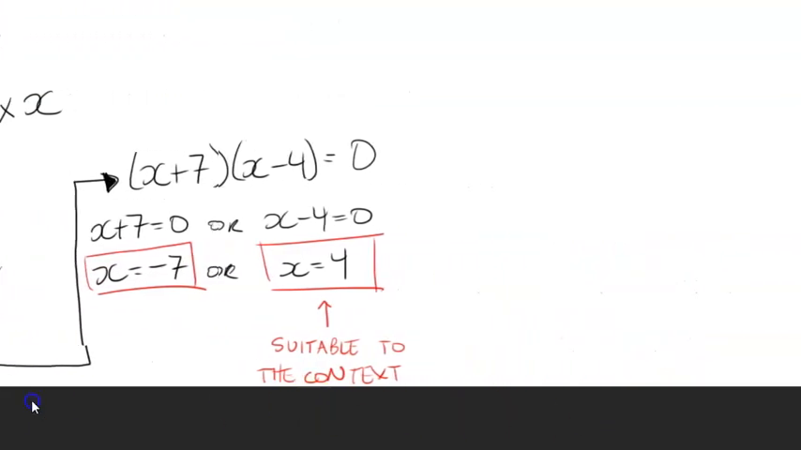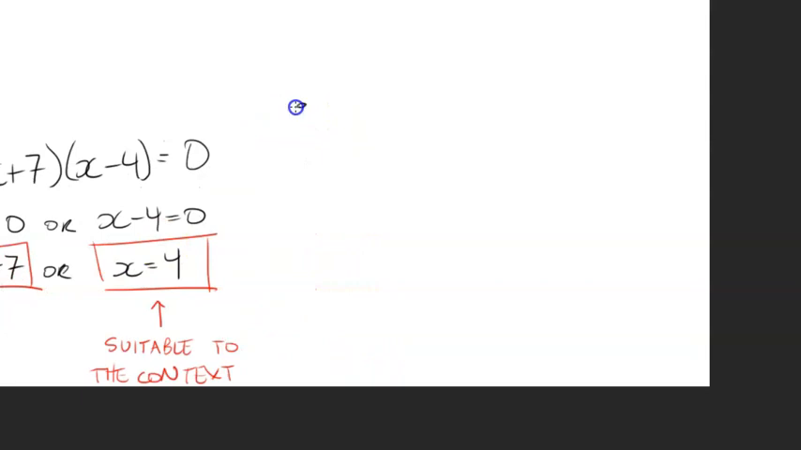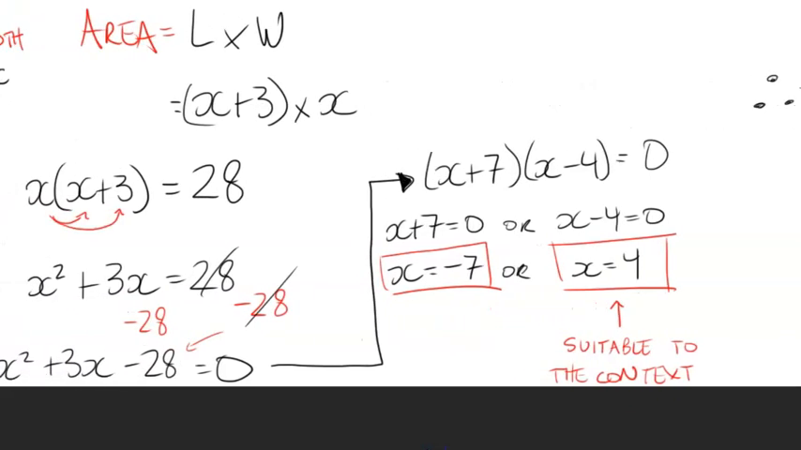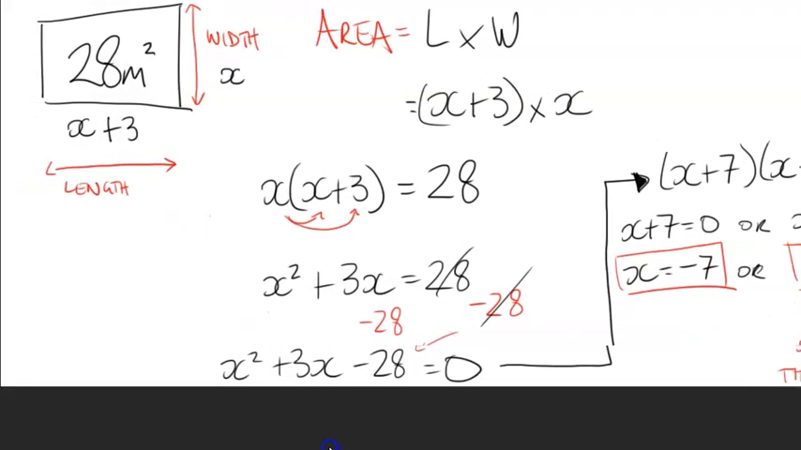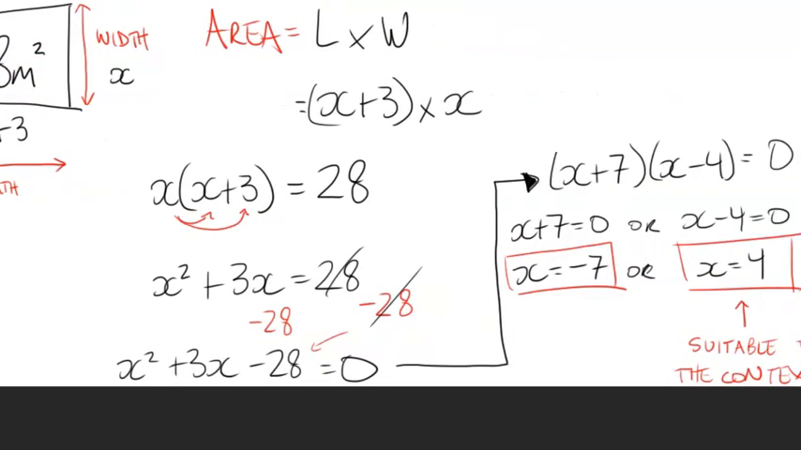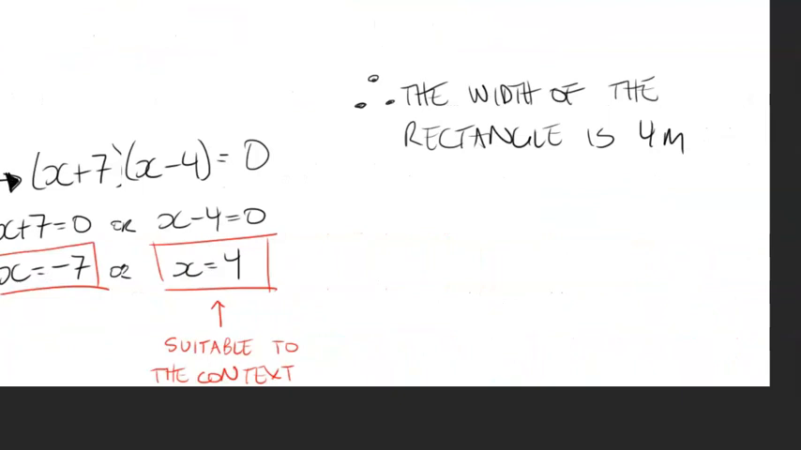So now we can write, therefore, the width of the rectangle is 4 meters, and we know it's meters because it's in squared meters, this solution, as we can see here, it's squared meters, so we know that the context has to be in meters, or the unit rather.